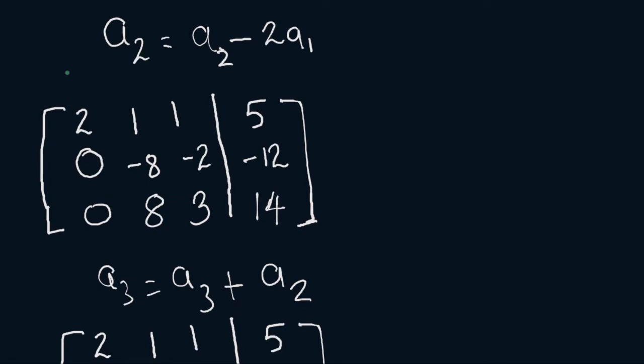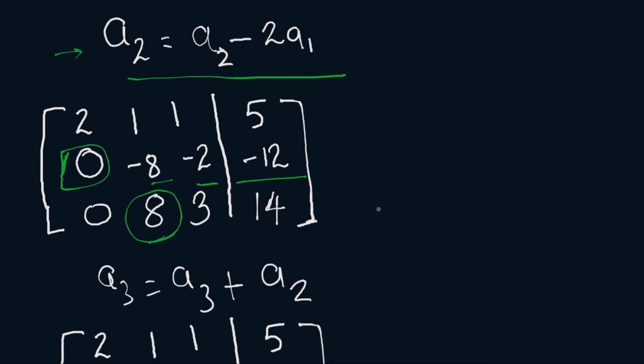After this we will be moving on to A2 and making the other part as 0. So the operation is performed on the second row. So this all changes the second row. Now the only remaining part here is making this 8 as 0.